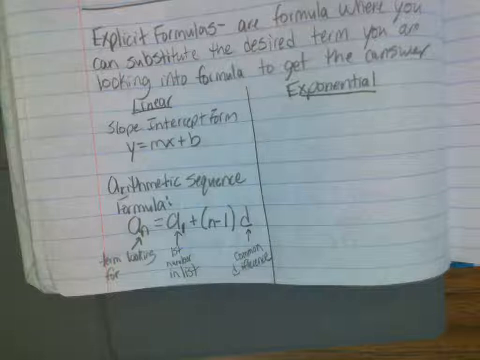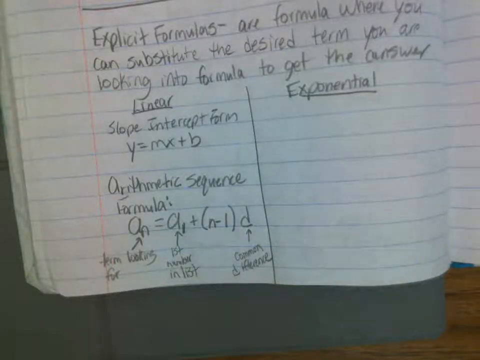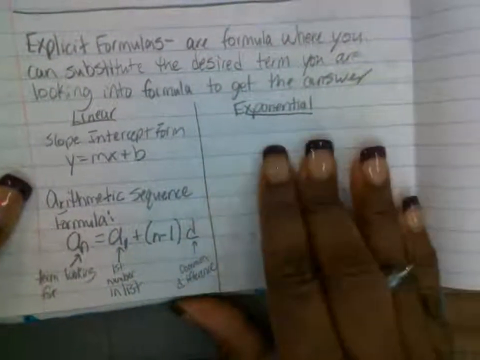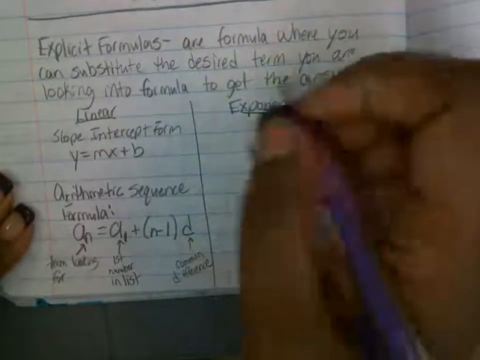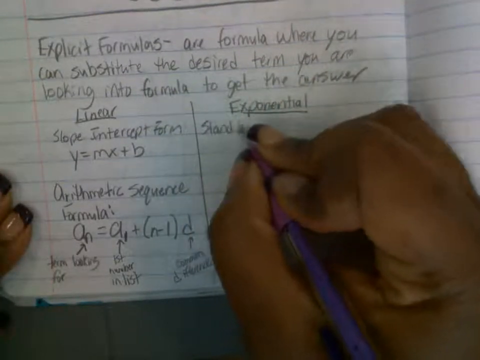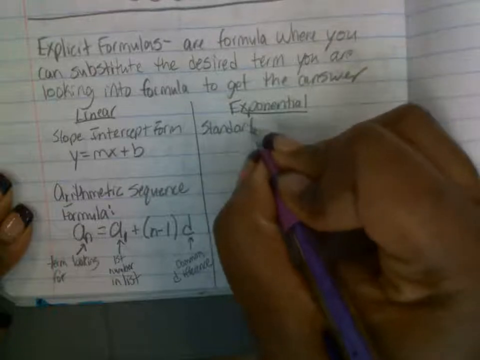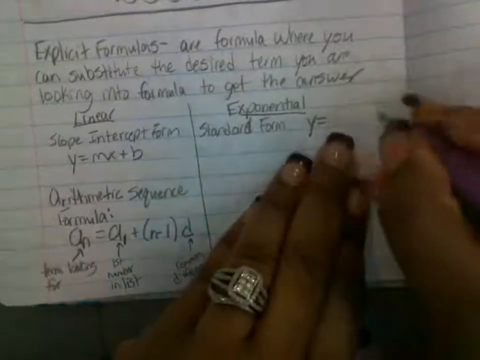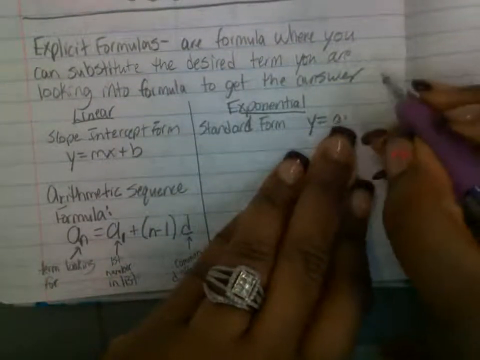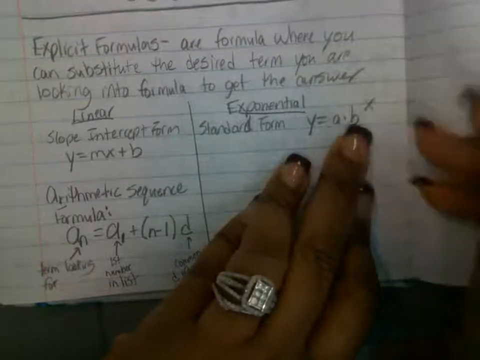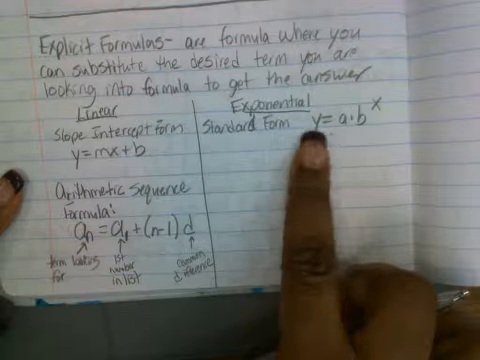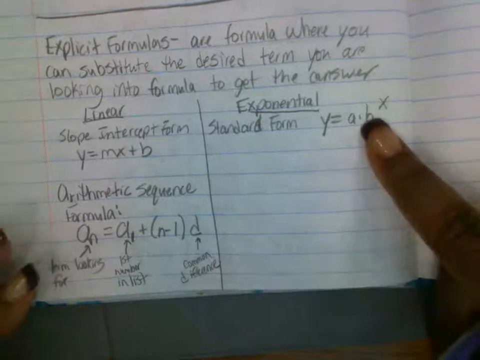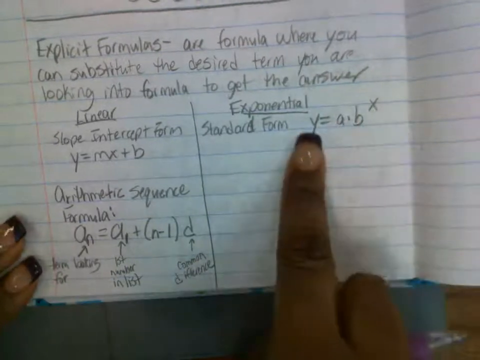Raise your hand if you're still copying. Okay, for exponential functions, you have a lot of explicit formulas. You have the standard form for exponential functions: y equals a times b to the x power. This is an explicit formula. All you're doing is substituting a value in for x to get y.